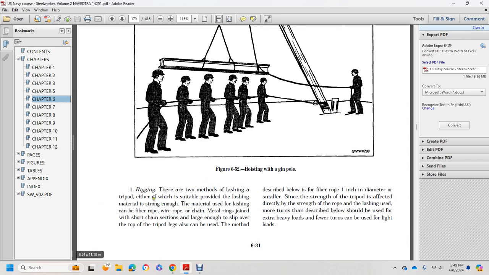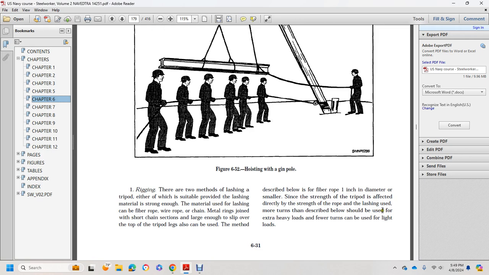Rigging: there are two means of lashing a tripod, either suitable provided the lashing material is strong enough for the load, either fiber rope, wire rope, or chain. A middle ring string with a short chain section large enough to slip over the top of the tripod legs can be used with either method described below, with fiber rope one inch in diameter or smaller.